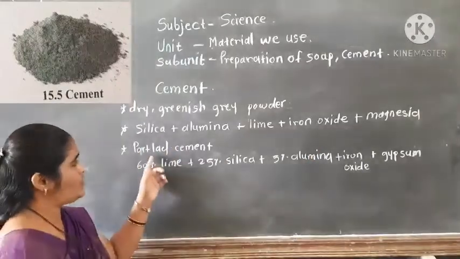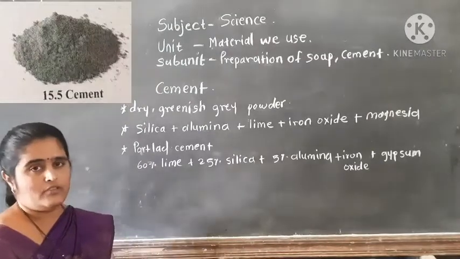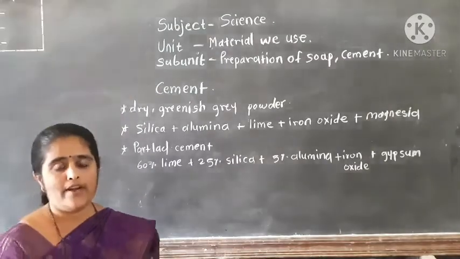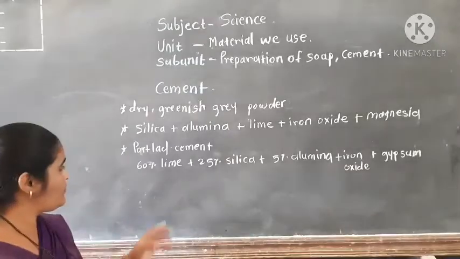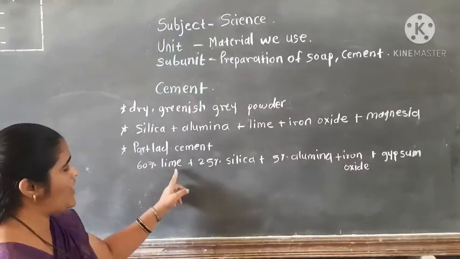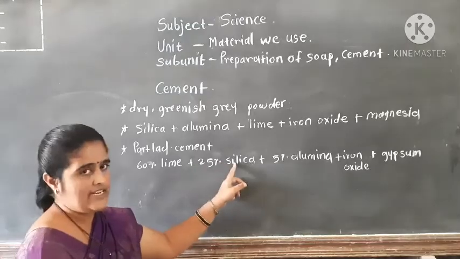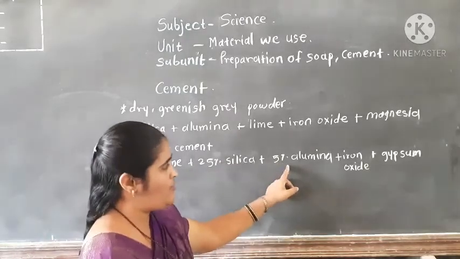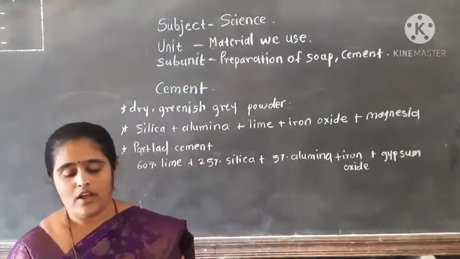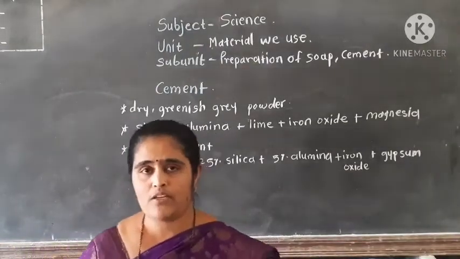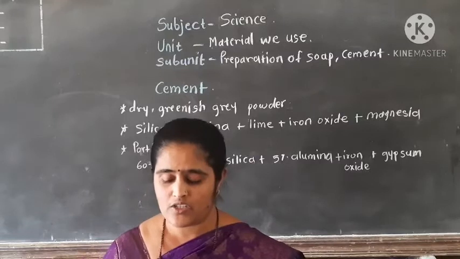Okay, next is Portland cement. Portland cement is widely used for construction. It is made up of 60% lime, 25% silica, 5% alumina, iron oxide and gypsum. So nowadays this Portland cement is widely used in construction.